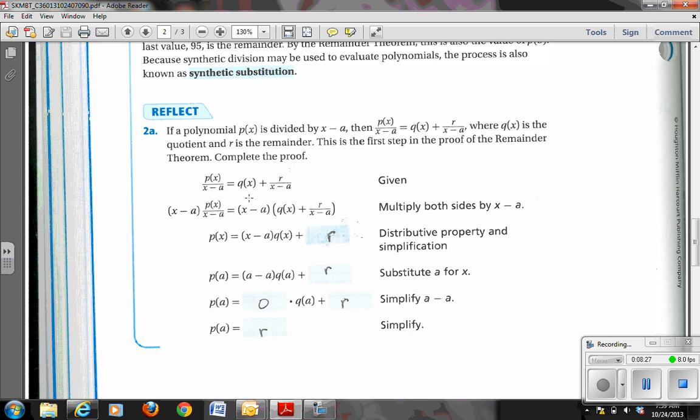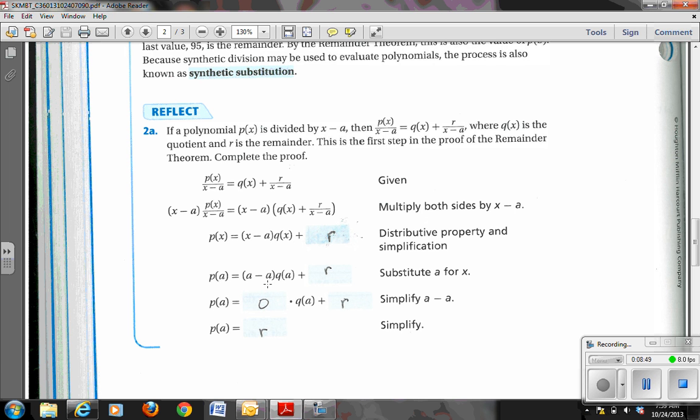So what they do is go ahead and multiply both sides of the equation by x minus a to clear out the denominator. So if I multiply this side, these are going to cancel, giving me just p of x. When I multiply the right half of the equation, this last term, the x minus a's cancel, giving you just the r on the end. But I'm going to have q of x times x minus a for the first term there.